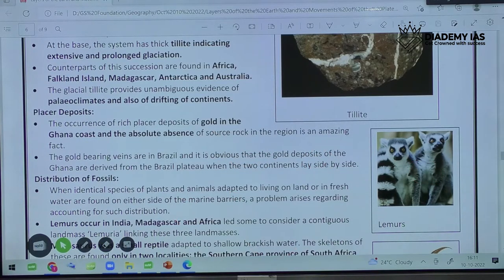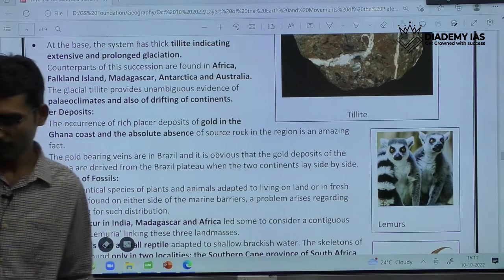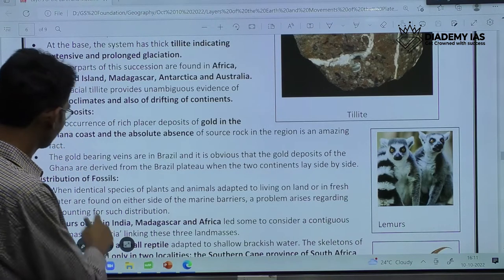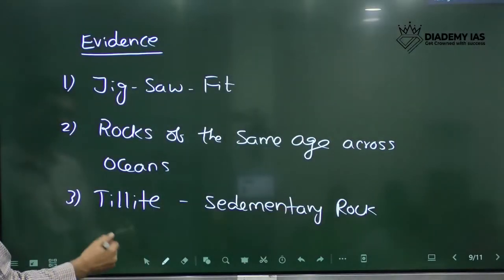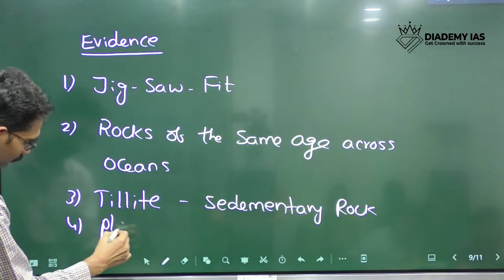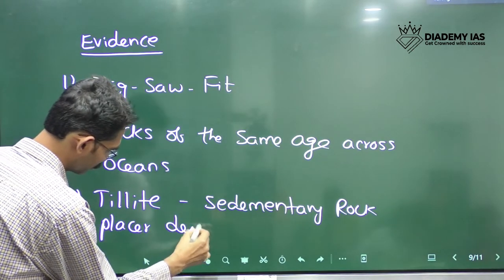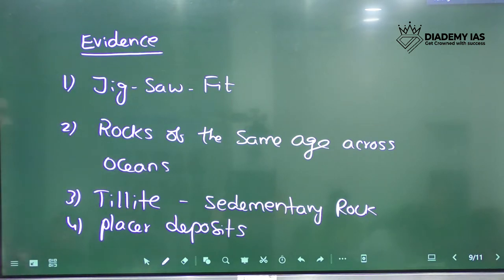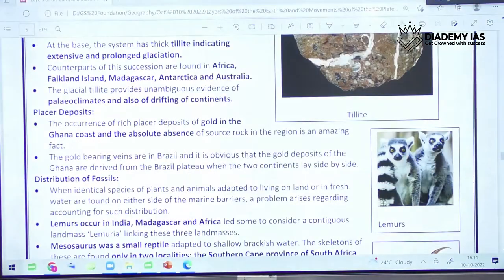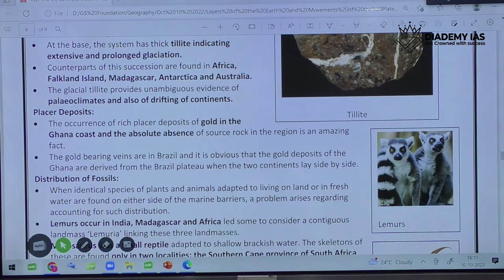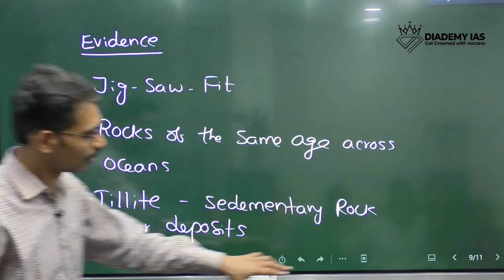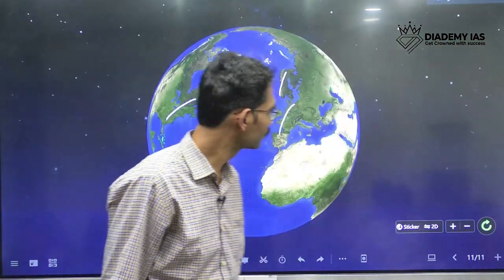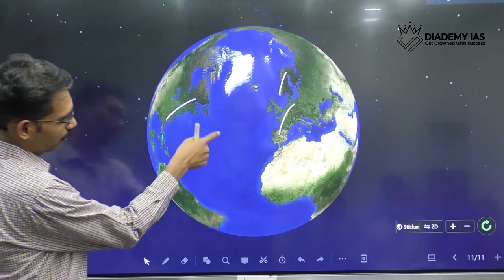Next heading is about placer deposits. Next evidence, placer, P-L-A-C-E-R. Placer deposits. These deposits are related to gold.